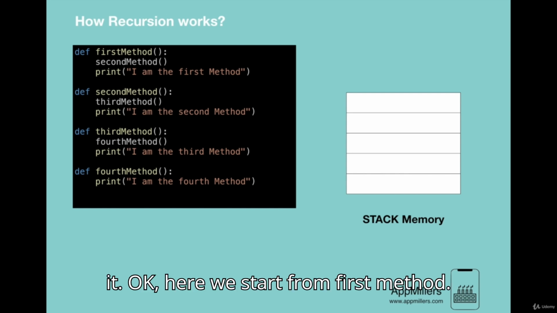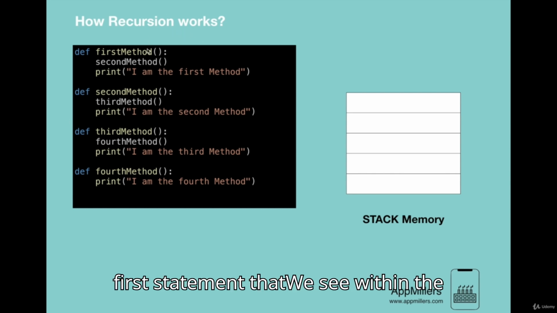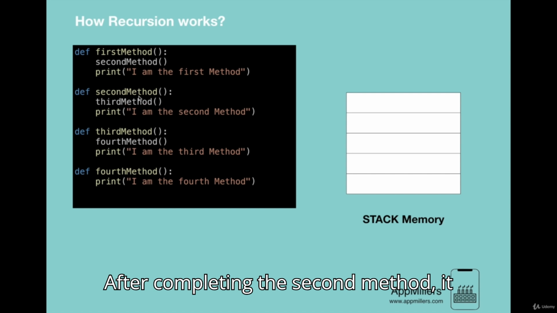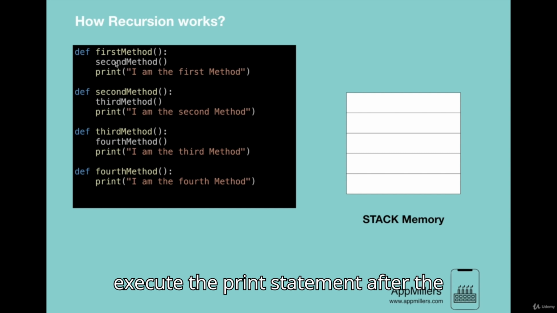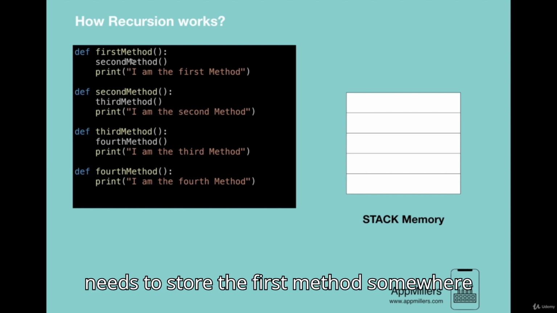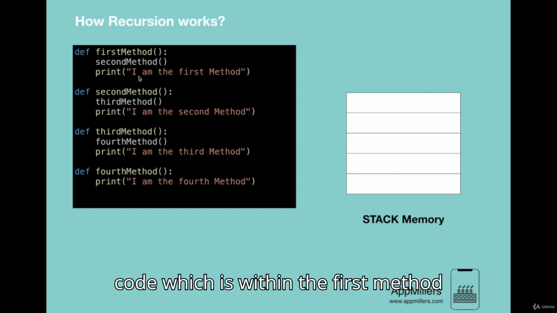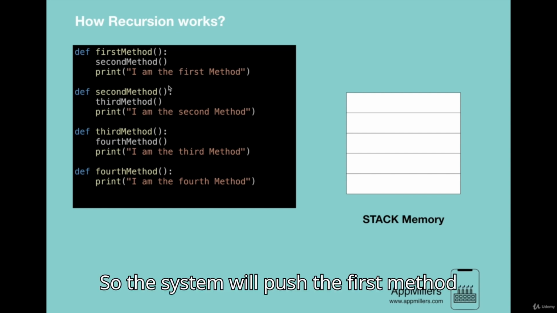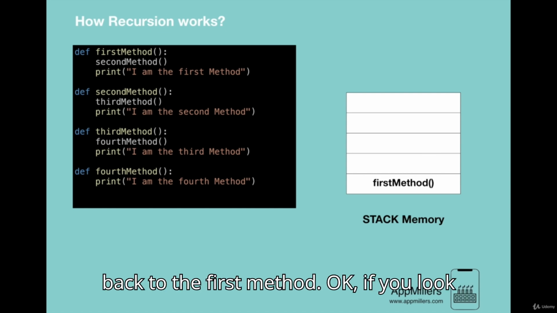Okay, here we start from the first method. As soon as we call the first method, the first statement that we see within the first method is to call the second method. So the control goes to the second method. After completing the second method, it needs to come back to the first method to execute the print statement after the second method calling. So the system needs to store the first method somewhere to come back for executing the rest of the code, which is within the first method, once the second method execution is done. So the system will push the first method to the stack memory. So in this way, the system remembers that it needs to come back to the first method.